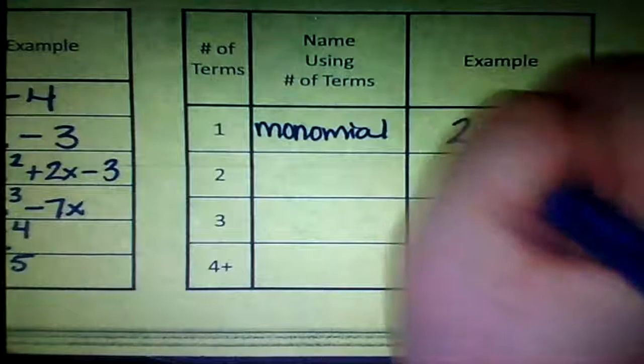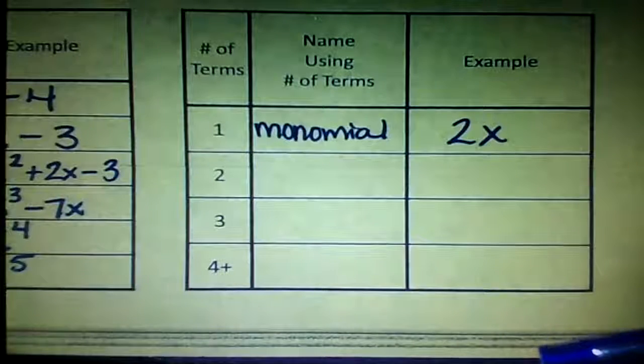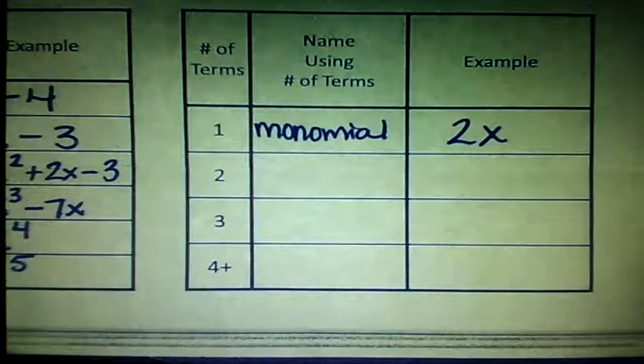So something like 2x, or something like x squared. I just choose. It doesn't matter the degree. The degree does not matter if you have a monomial. It's just one term. As long as you don't have anything added or subtracted together, it's a monomial.